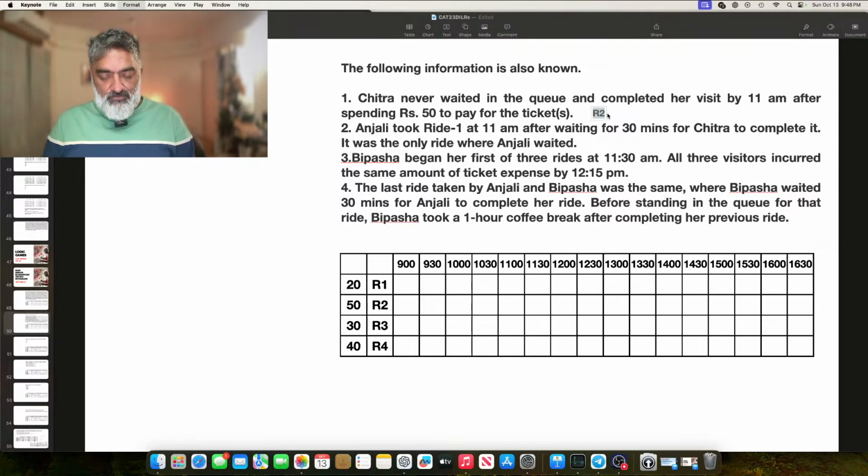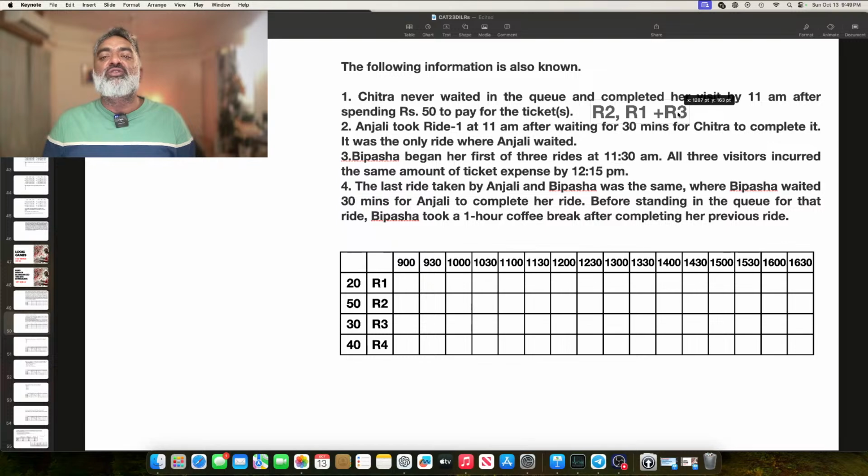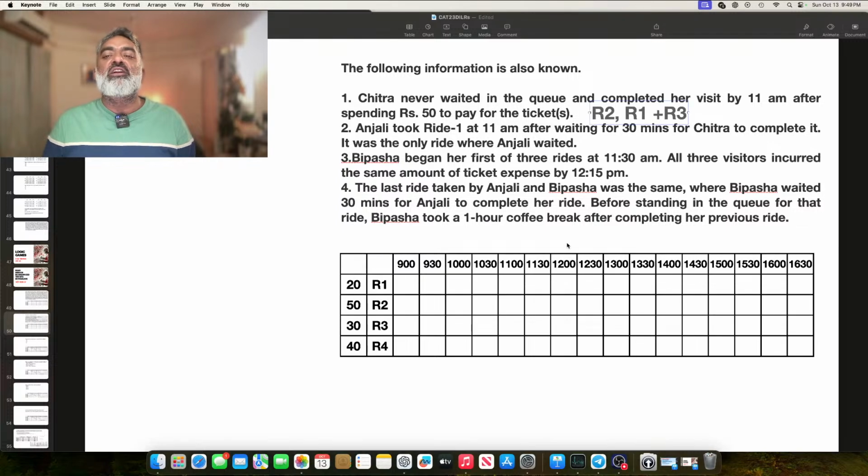Let me make it bold and big. It could be ride 2, right? Simple, 50 rupees she has spent because ride 2 is worth rupees 50. Or, because I do not know whether this story is guaranteed, it could be that she has gone for ride 1 and ride 3 because that will also give you 50. So as I read this story, I made this very small deduction that Chitra is either on ride 2 or she has gone for ride 1 and ride 3.